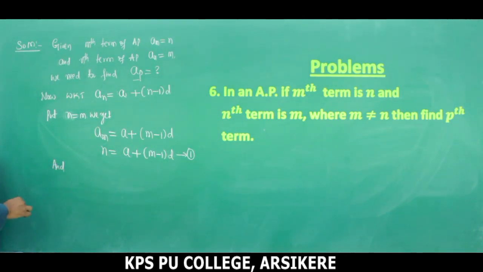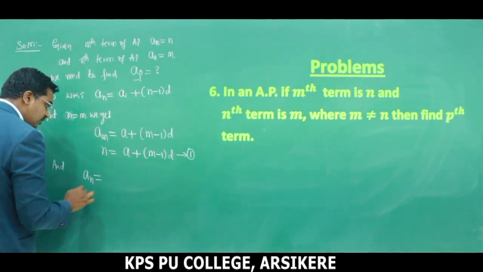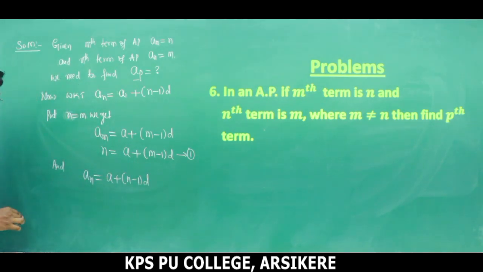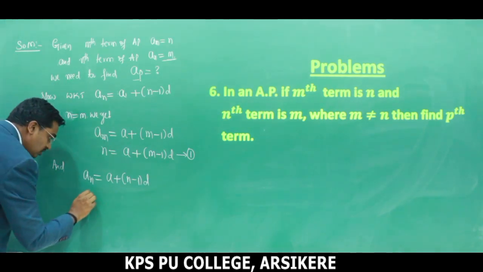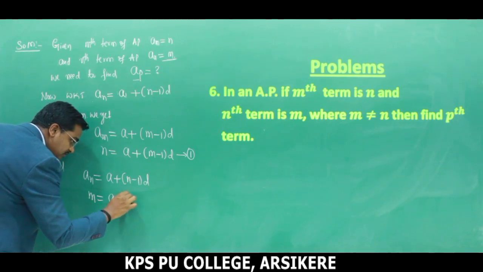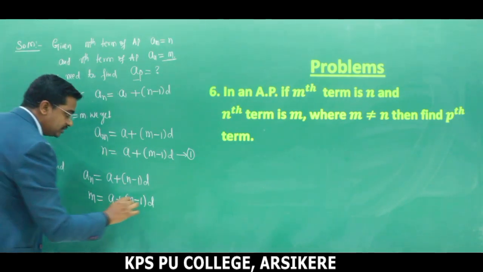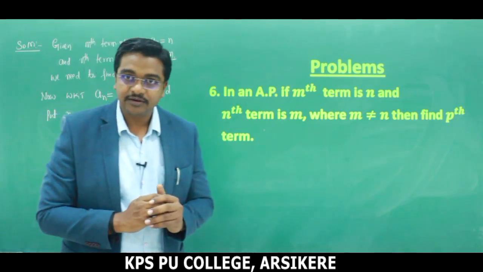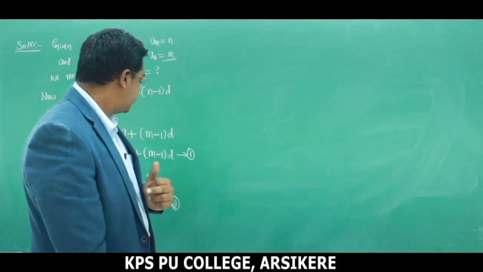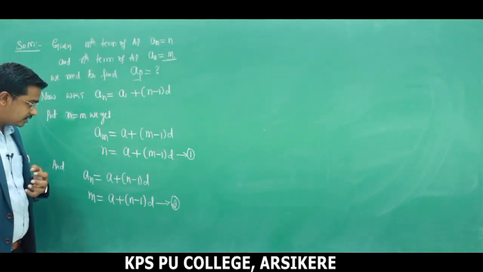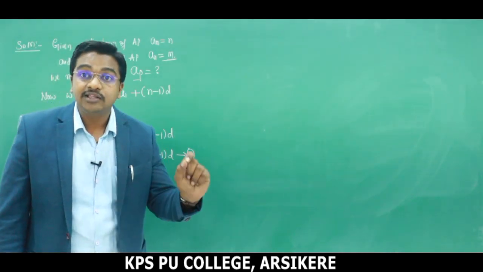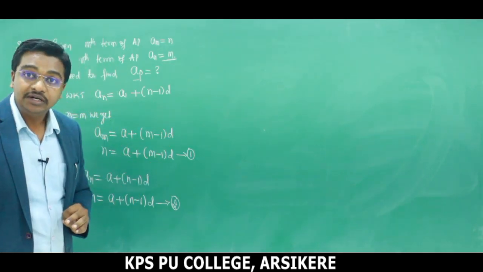And an is equal to a plus n minus 1 into d, that is the nth term. So what is an here? an is m. So replace an by m. What do you obtain? m is equal to a plus n minus 1 into d. Call this equation number 2. So equations 1 and 2 are clear. They gave the mth term and nth term. Now using equations 1 and 2, we have to get the values of the first term and common difference.